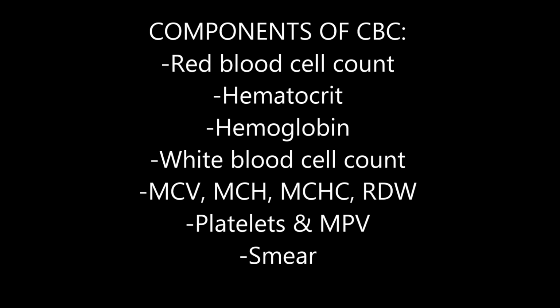So before we talk about white blood cell count and then the differential, the percentage breakdown of that, just to review, a complete blood count includes the red blood cell count, hematocrit, hemoglobin, white blood cell count, the MCV, MCH, MCHC, and RDW, and that gives you an idea about what the red blood cells themselves look like. Platelets and then the mean platelet volume, and then also they'll smear the blood and they can look at that under the microscope and see if there are any abnormalities.